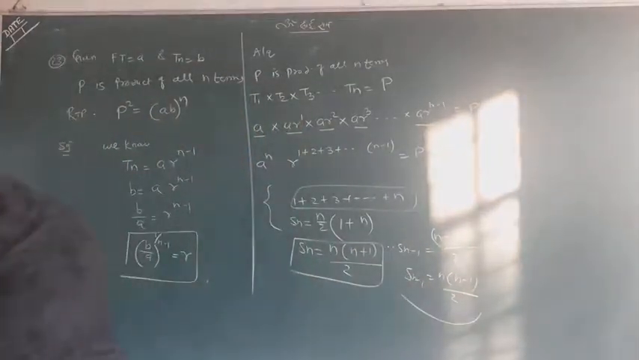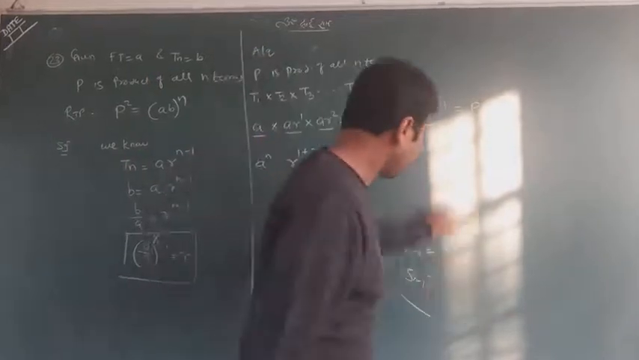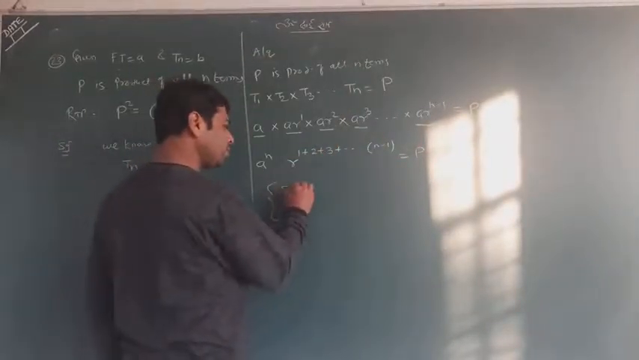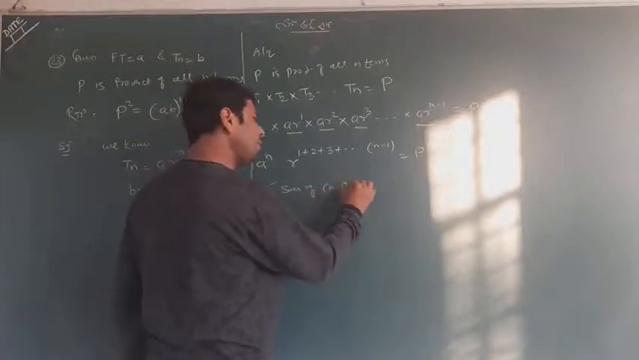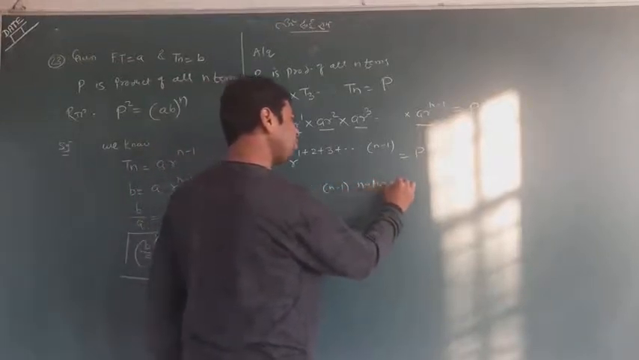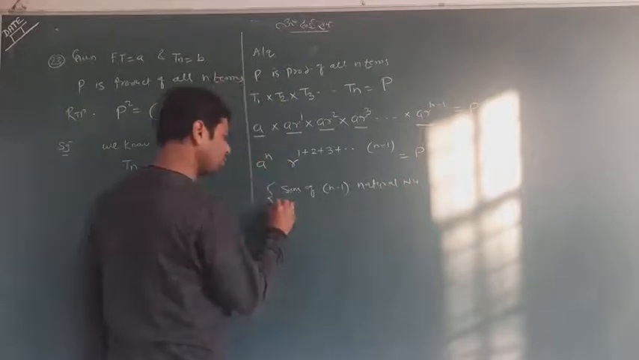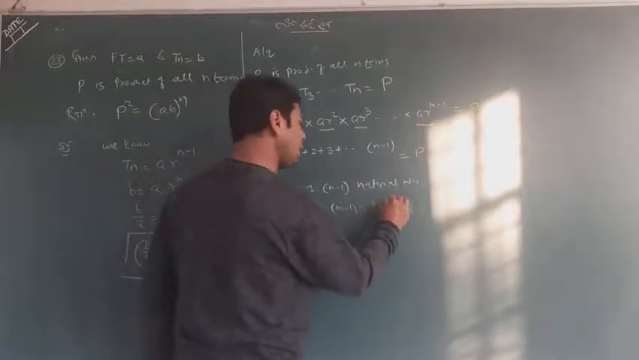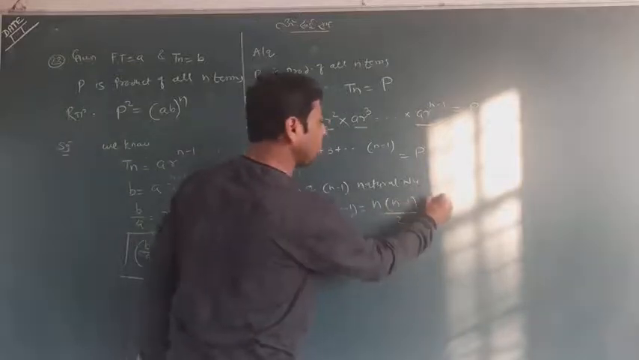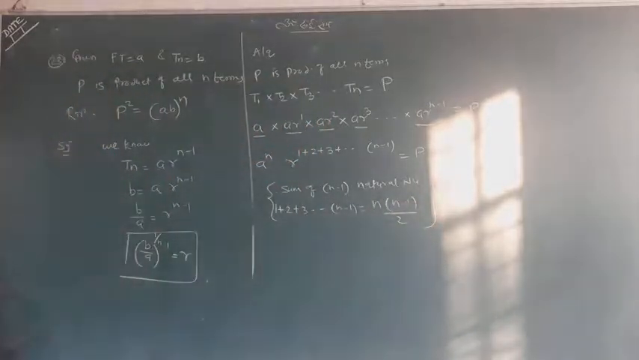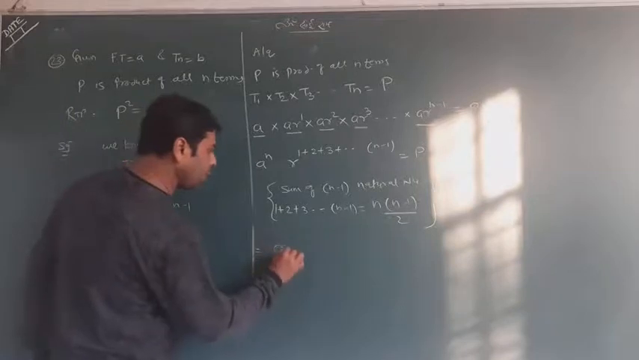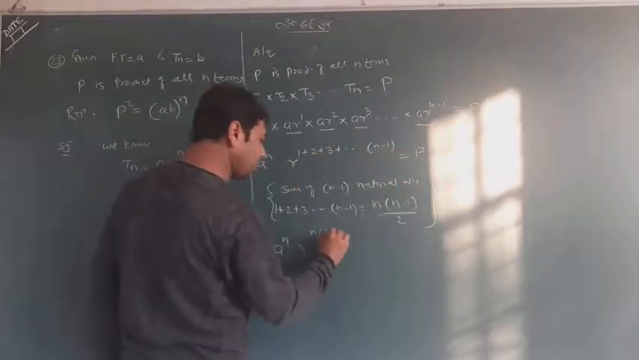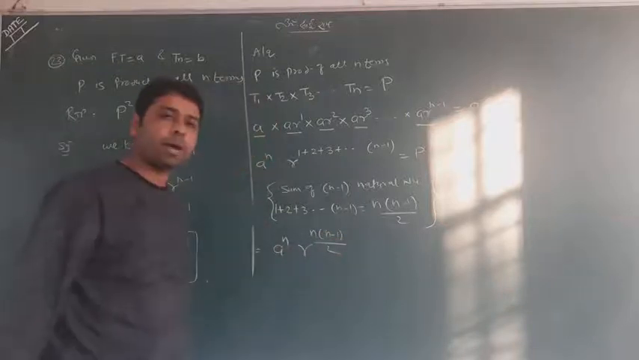So I will use the direct formula now. I have taught you this. The sum of n minus 1 natural numbers, which is 1 plus 2 plus 3 till n minus 1, equals n into n minus 1 by 2. I am using this direct formula now. And so your answer will be a to the power n, r to the power, this whole, n into n minus 1 upon 2. That I have written.